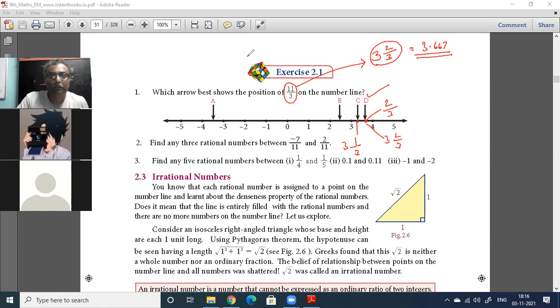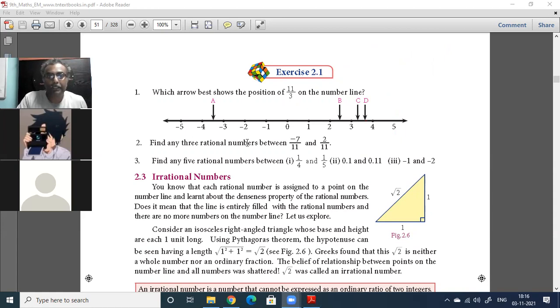Okay. Now clear all drawings. Okay. Find any 3 rational numbers between -7 by 11 and 2 by 11.